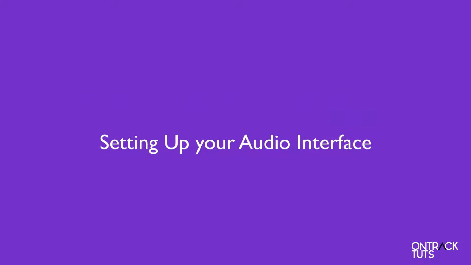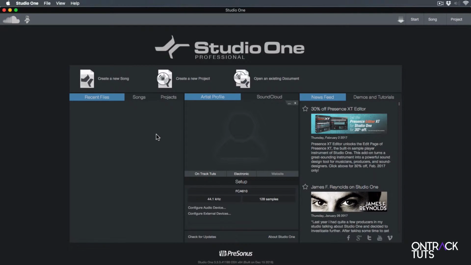So when you launch Studio One, it first comes up with the start page. And you can see up over here, you've got a section to create songs and projects. Over here, it'll show you most recent files. You've got your artist profile that you can set up in the middle. There's a newsfeed section on the right.